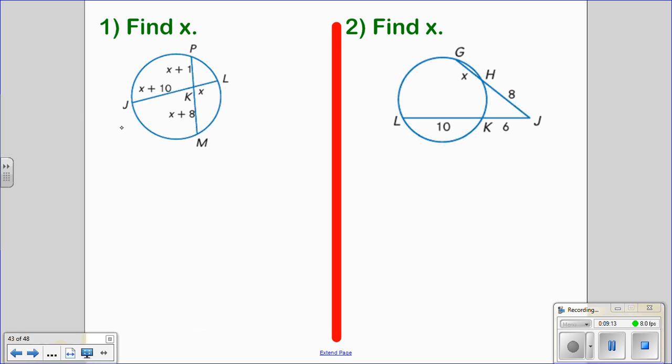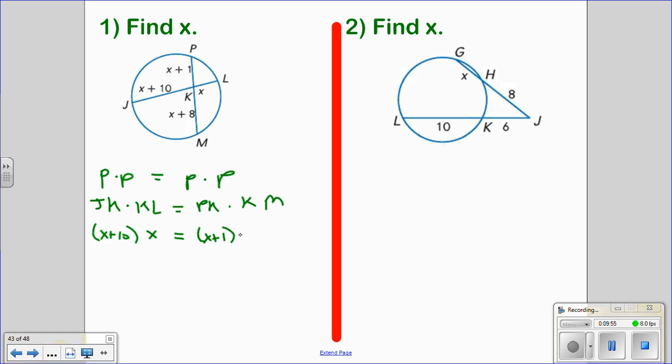So example 1, we're going to find x. JL is a chord. PM is also a chord. So we have two chords intersecting inside the circle. So this is a case of part times part equals part times part. In other words, JK times KL equals PK times KM. So JK is x plus 10. KL is x. PK is x plus 1. And KM is x plus 8.